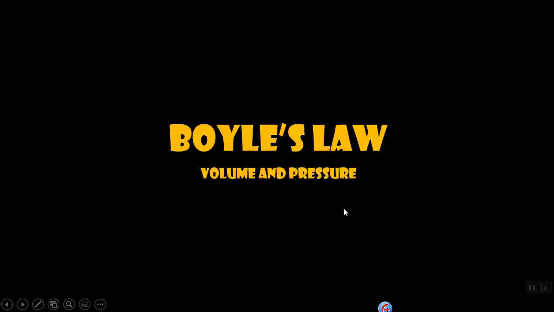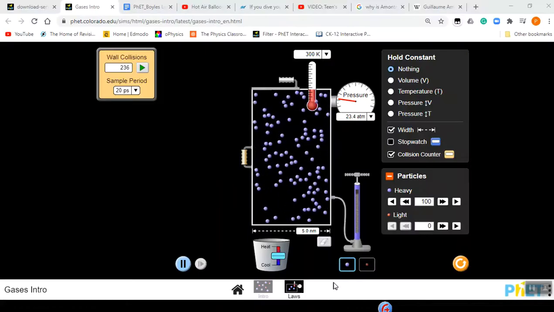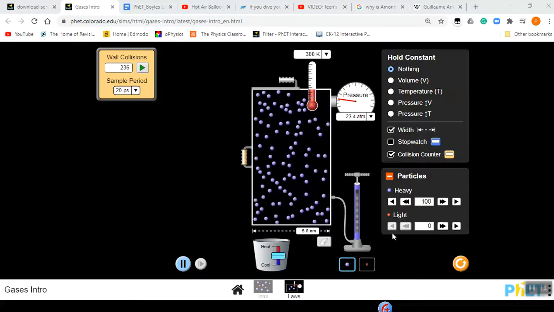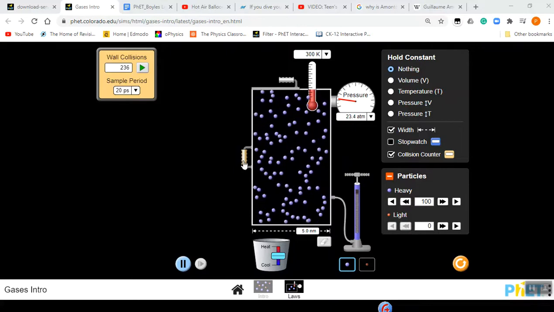Today we're going to look at the gas laws. The first gas law that we're going to investigate is Boyle's law, the volume and pressure relationship. This is the only law that's part of the IGCSE syllabus, but the other two are also quite interesting and good to know. So in this law we are comparing volume and pressure.